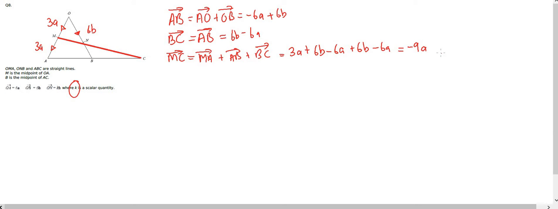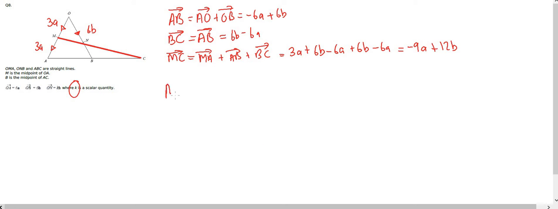Now, remember we said before, we'll take the longest vector, MC, from the beginning of that line to the end of that line. I'm going to go from M to A, then from A to B, and then from B to C. MA is just 3a. Then I add AB, which is 6b minus 6a, and then BC, which again is 6b minus 6a. Simplify it: 3a take away 12a gives minus 9a, and 6b plus another 6b gives plus 12b. So that is M to C.